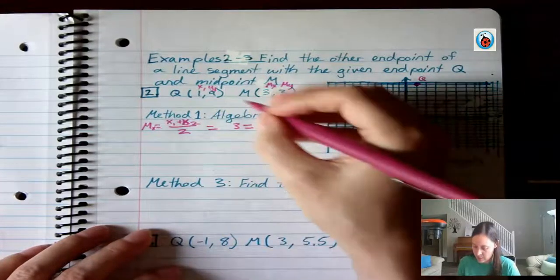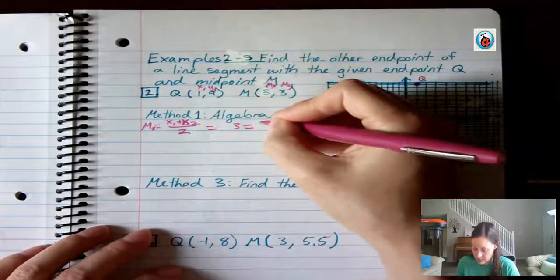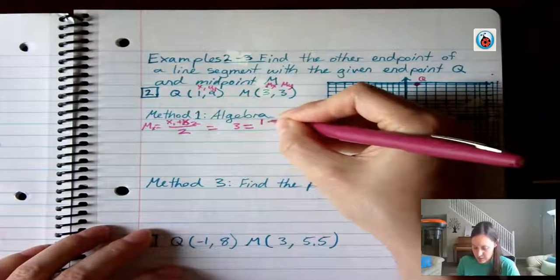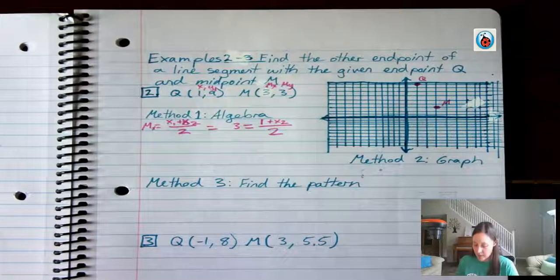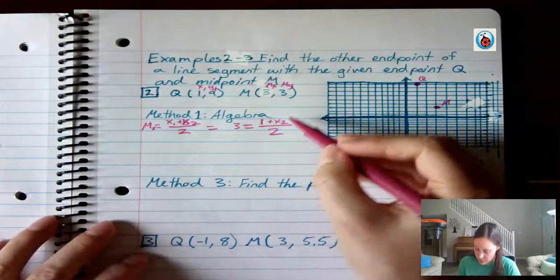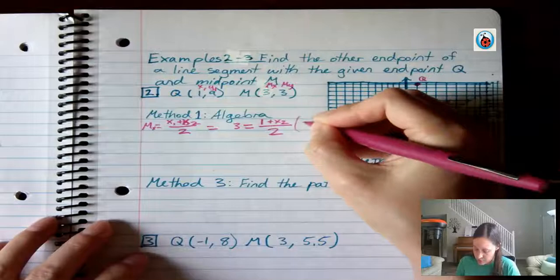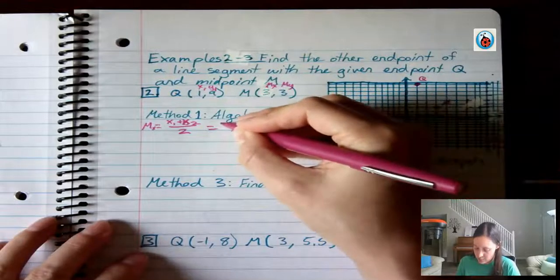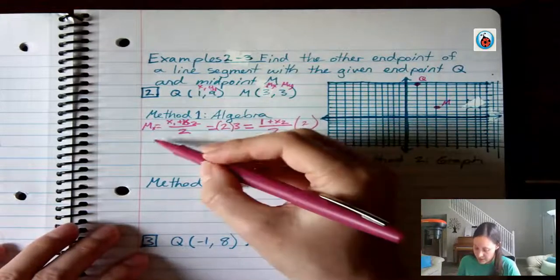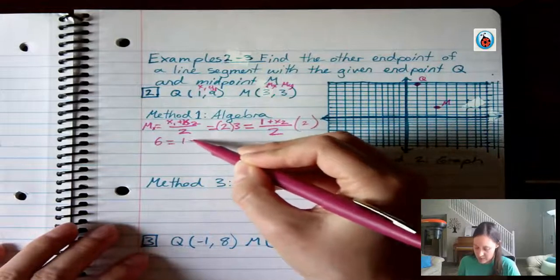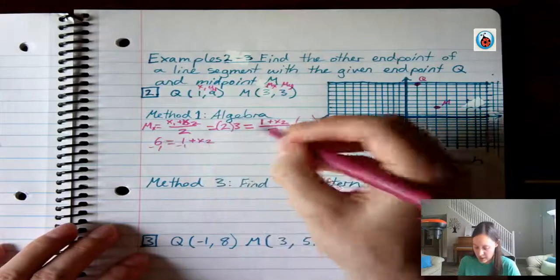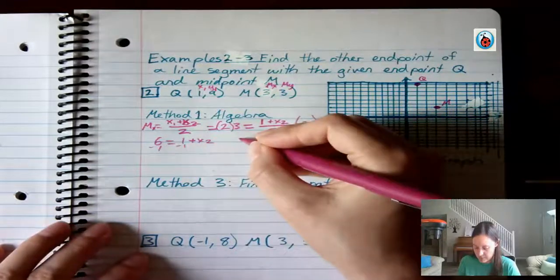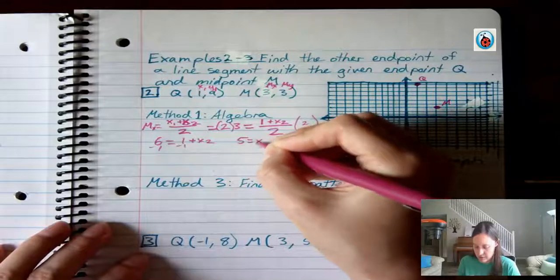I keep the equal sign. My x1 is 1. I don't have x2, so that's what I have to solve for, divided by 2. Now the math part is that I have to multiply both sides by 2, because I don't want to deal with fractions anymore. So now I have 6 equals 1 plus x2. I subtract 1 from each side, and I get 5 equals x2.